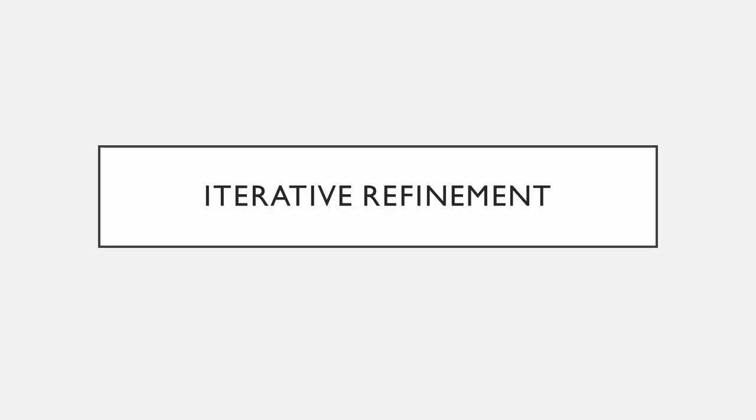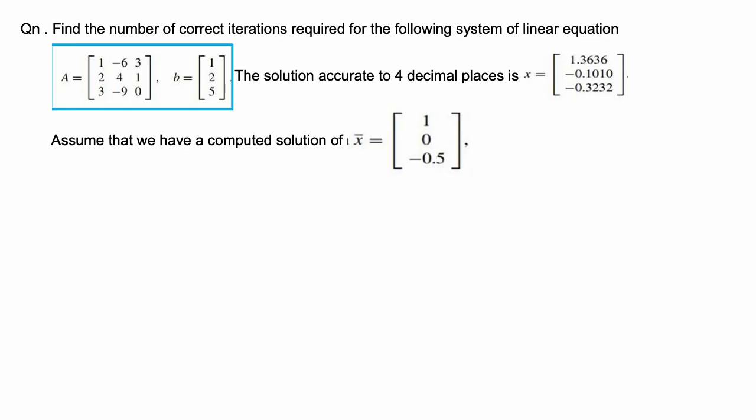Okay, dear learners, we are now here to learn another topic of this unit, that is iterative refinement. This is the last topic of this unit. Now, in iterative refinement, what you're going to do is calculate the number of computations required to arrive at a solution with the maximum accuracy.